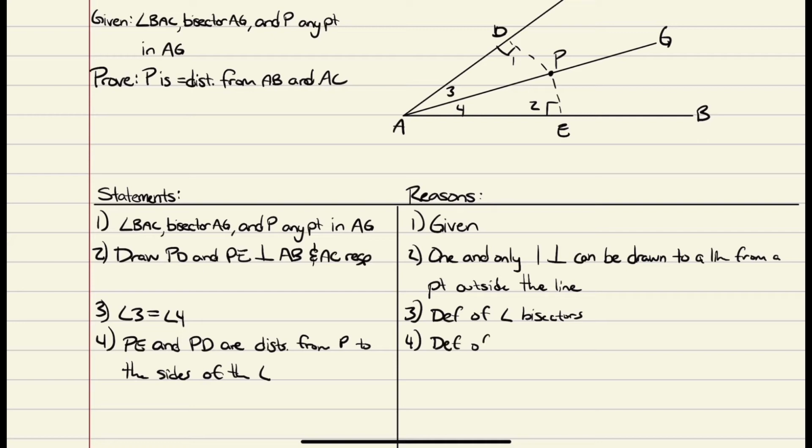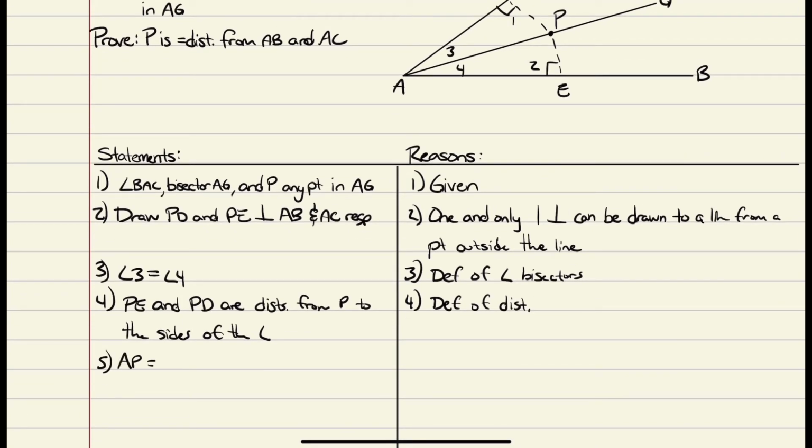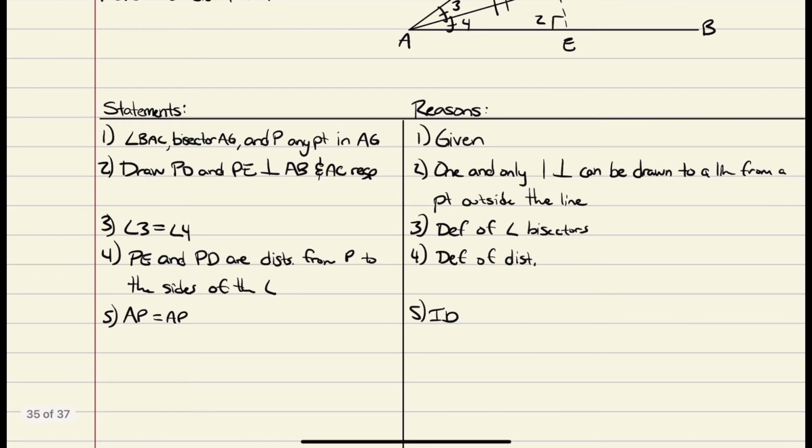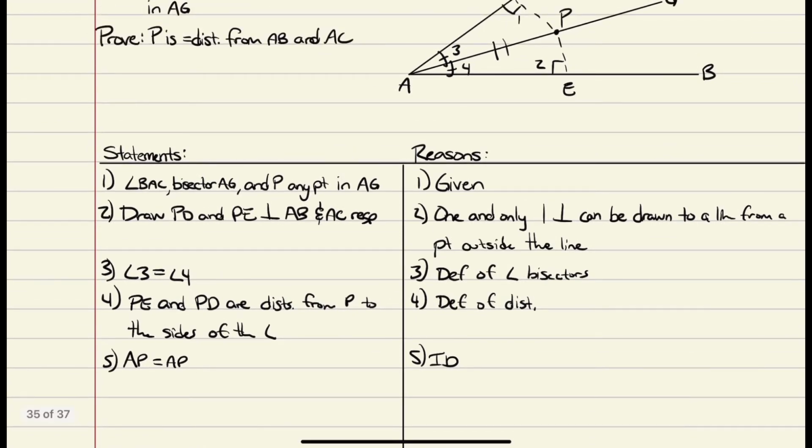Number 5, AP equals AP, identity. So we've got this line equaling that line itself. We have this angle equaling this angle. And so we can now say something about those angles that we just drew, angles 1 and 2. Number 6, we can say angle 1 and angle 2 are right angles. Definition of perpendicular lines. We talked about them being already perpendicular up here. So we can say that those are right angles.